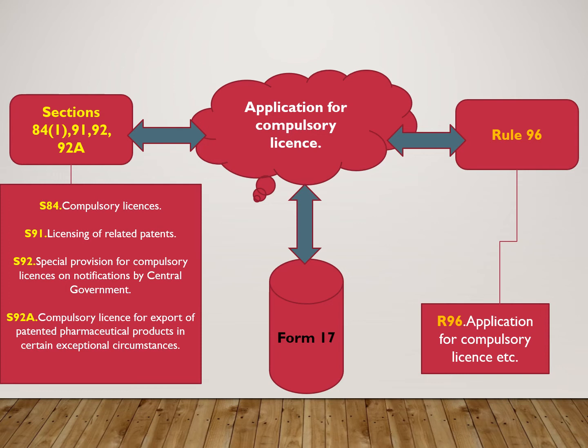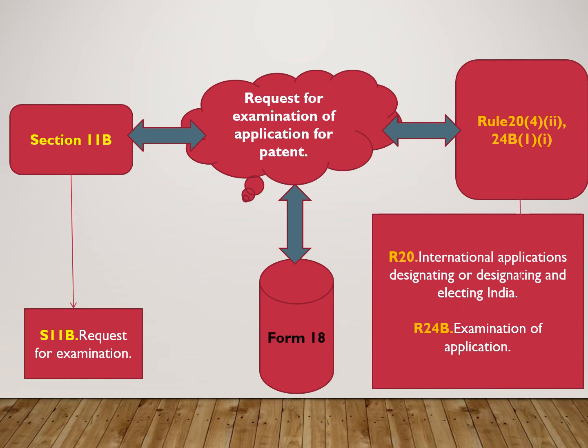So here the keyword is, no need to explain, the keyword here is compulsory license. Fine. Next we'll proceed to form number 18. The title is Request for Examination of Application for Patent. Related section is section 11B. Related rules are Rule 24, Subrule 4, Clause 2 and Rule 24B, Subrule 1 and Clause 1.